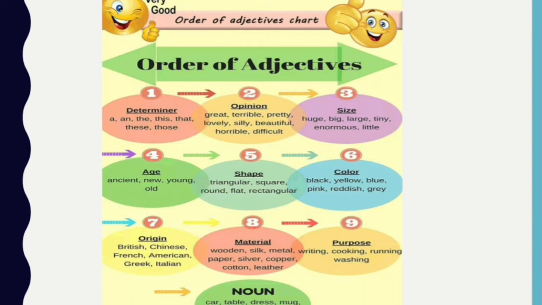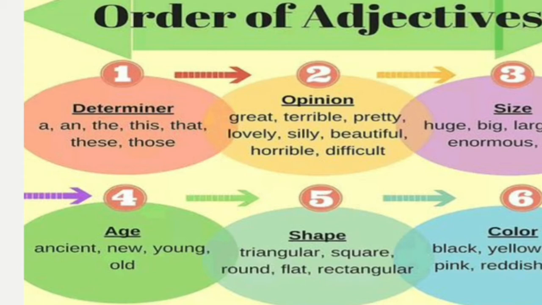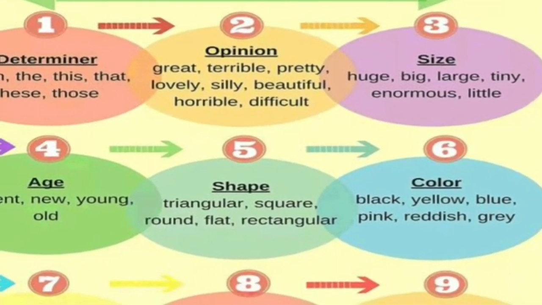So in that, the first thing you are going to write is the determiner. Determiner means a, an, the, this, that. These all are determiners. Then, the second thing you are going to write is your opinion, whether the dress is nice, good, great, terrible, pretty, lovely. This is called opinion, in which you give your opinion. Then you are going to mention size, for example, huge, big, large, tiny, enormous, little, etc.